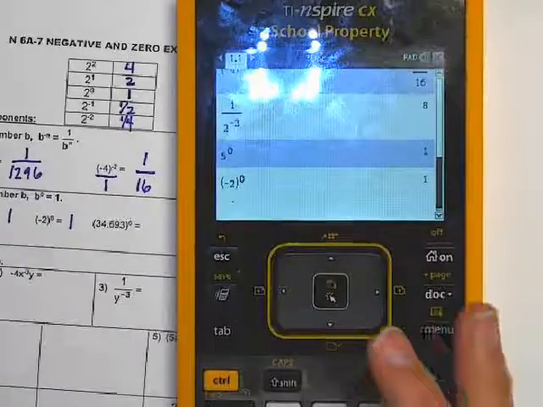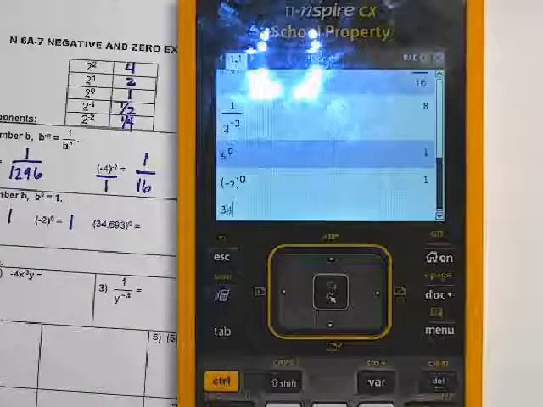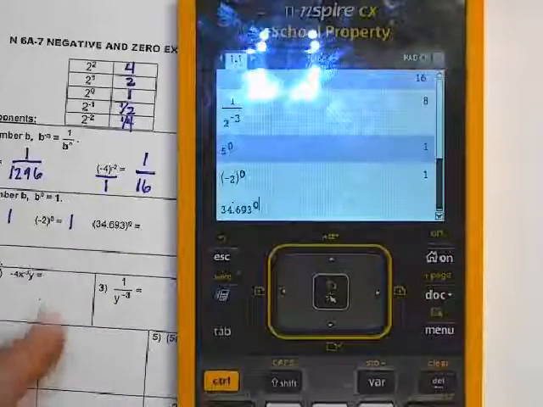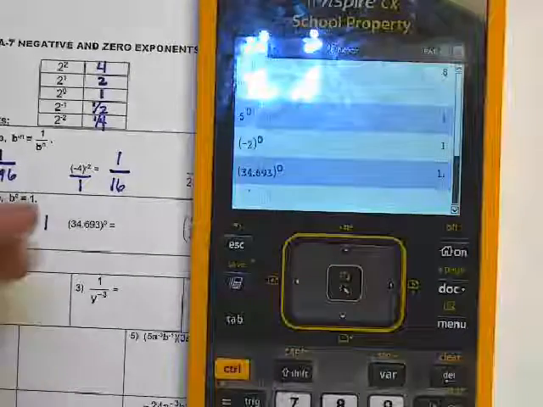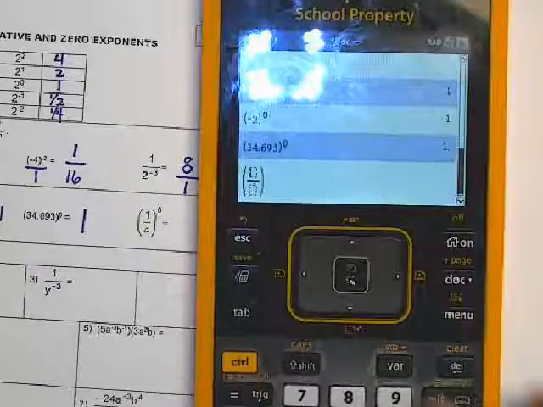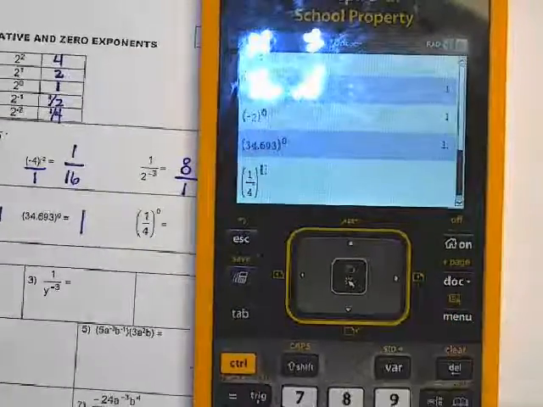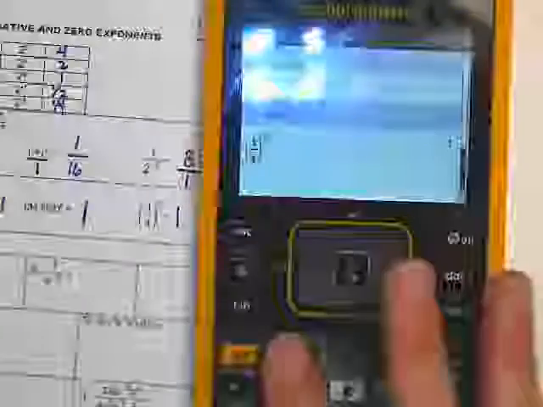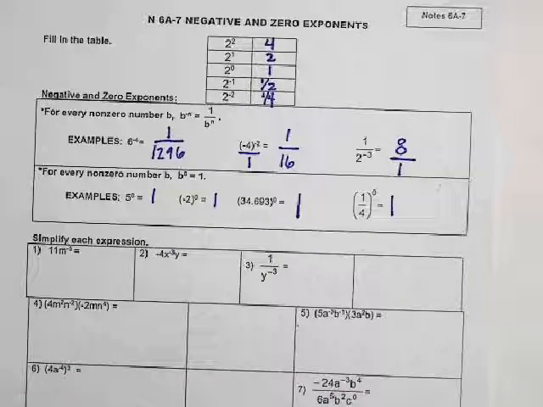Then I'm going to do 34.693 to the zeroth power. What do you think it's going to be? 1. What about 1/4 to the zeroth power? 1. So what do you get out of this box? If it's a zeroth power, it's always going to be 1.